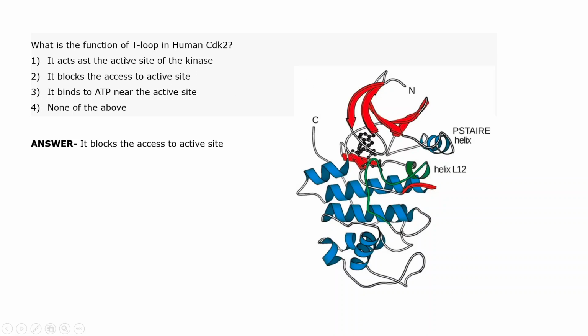The PSTAIRE helix is close to the active site in the kinase, and ATP binding takes place between this. We can see the parallel beta sheets near the active site. So the T loop functions as the flexible gatekeeper of the active site of the complex, right? It can be either open or in a closed conformation. Whenever it is open, ATP can go in and activate the function. Whenever it is closed, ATP cannot enter the active site and it renders it inactive. So I hope I am clear. Does anyone have any doubt?